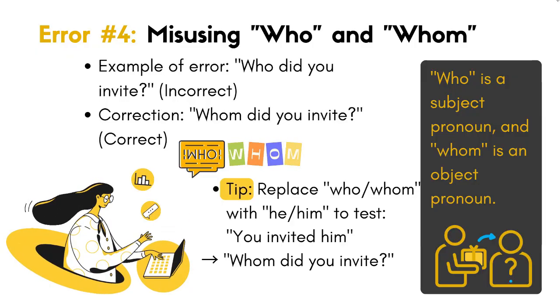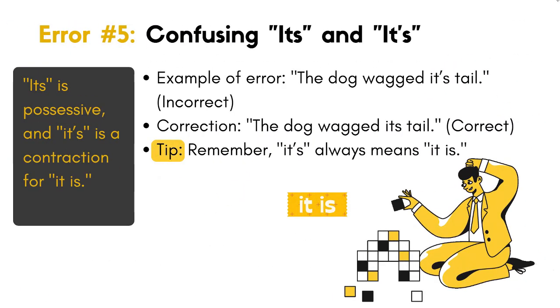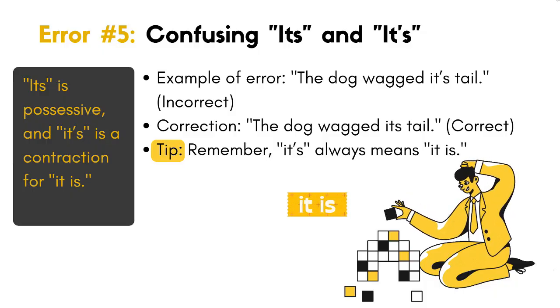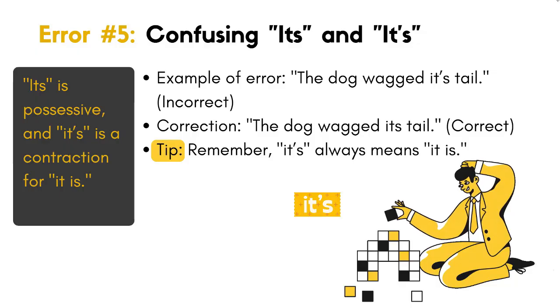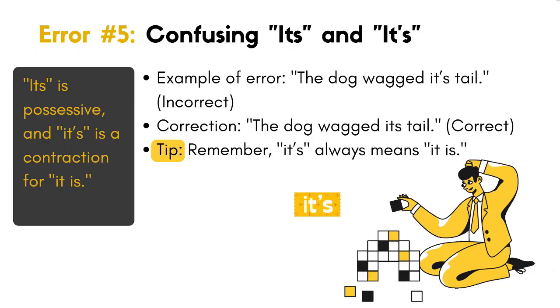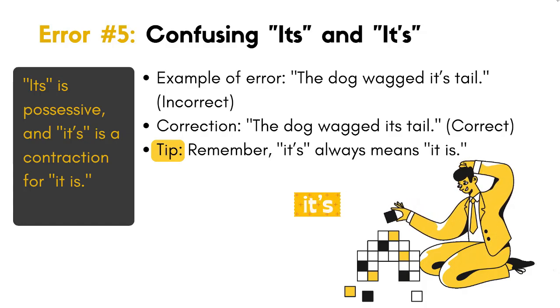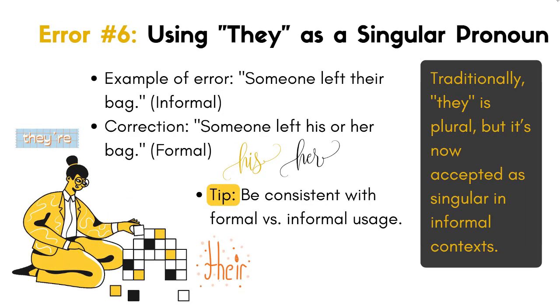This one trips up even the best writers: it's versus its. Its is possessive, like in the dog wagged its tail. It's is a contraction for it is, as in it's a beautiful day. A quick tip: if you can replace it's with it is, you're using it correctly. Otherwise, stick with its.